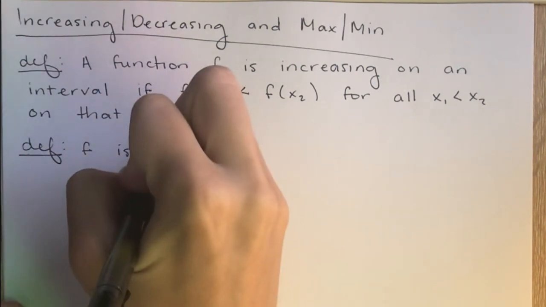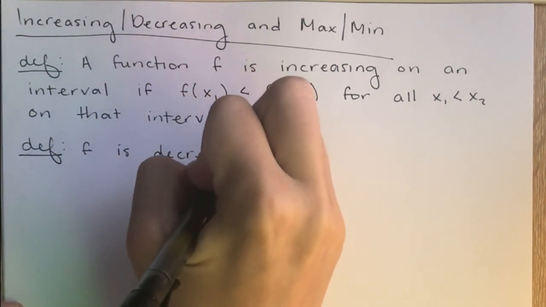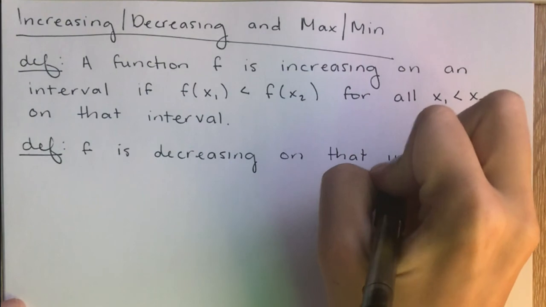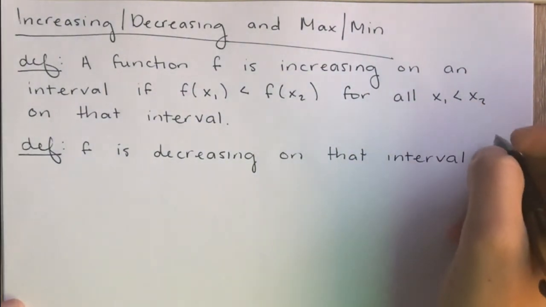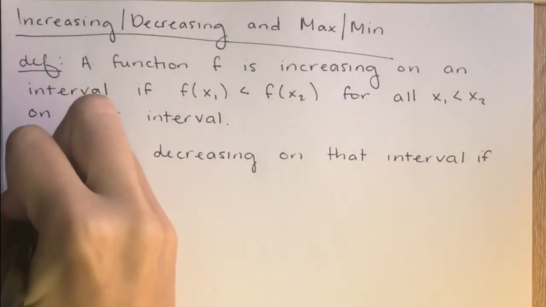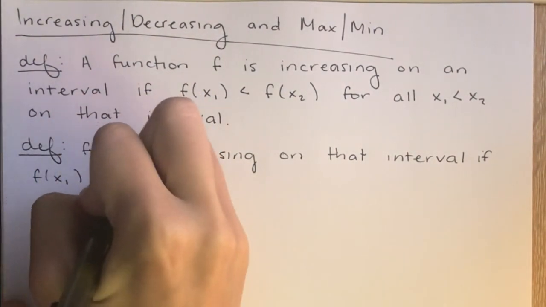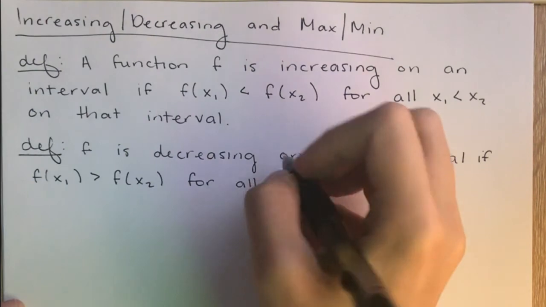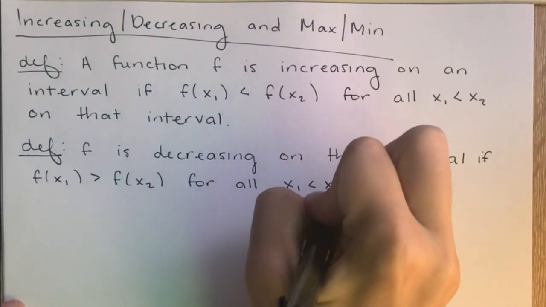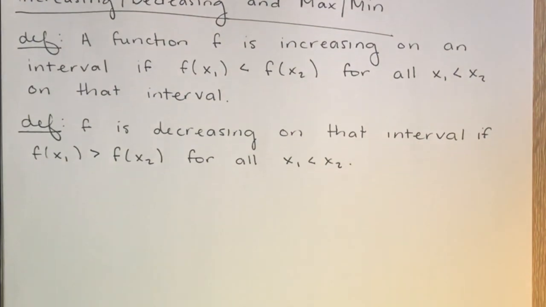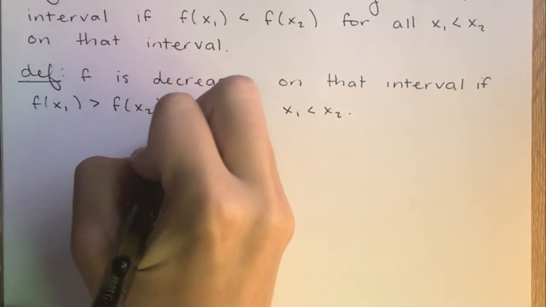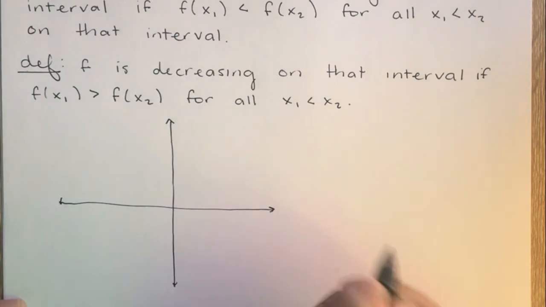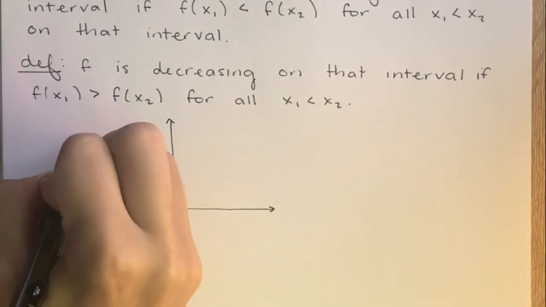F is decreasing on that interval if f of x1 is greater than f of x2 for all x1 less than x2. Okay, so what does this mean exactly? Let's draw a graph really quick. Just gonna kind of make up some functions here.